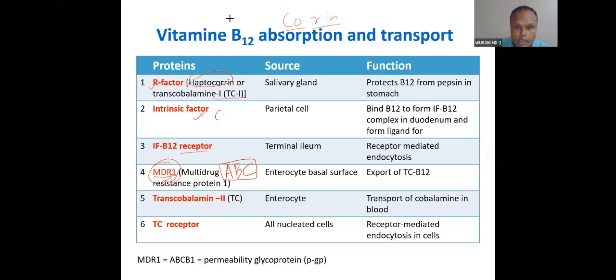And then it will reach the blood. In blood, it will bind transcobalamin. And the transcobalamin-bound vitamin B12 will be absorbed by the transcobalamin receptor. It is present also in the liver and other tissue as well. So this is the absorption and transport, and again reabsorption from other tissue. This is the whole process.